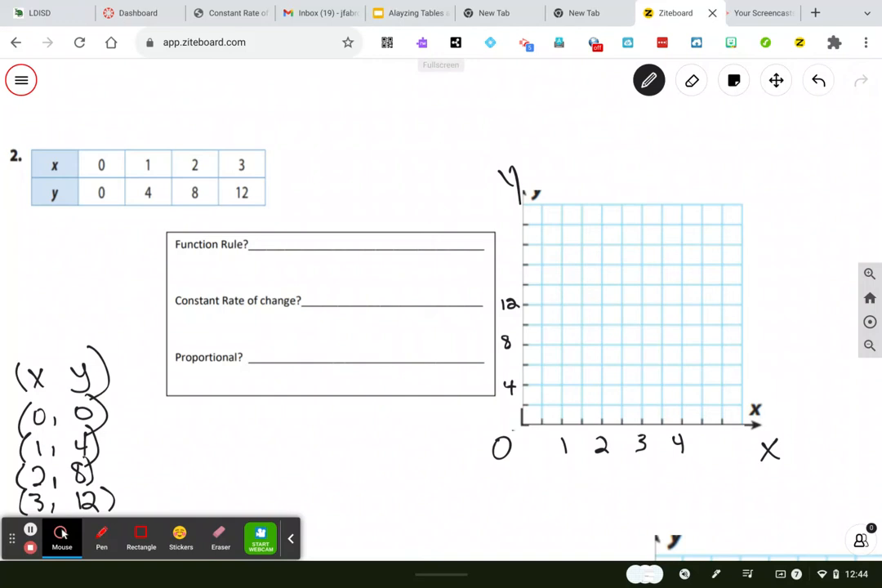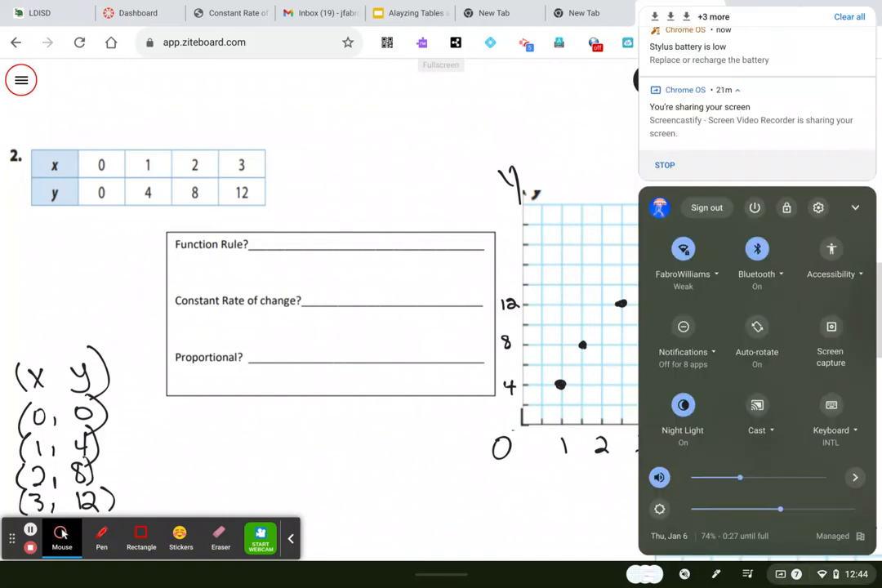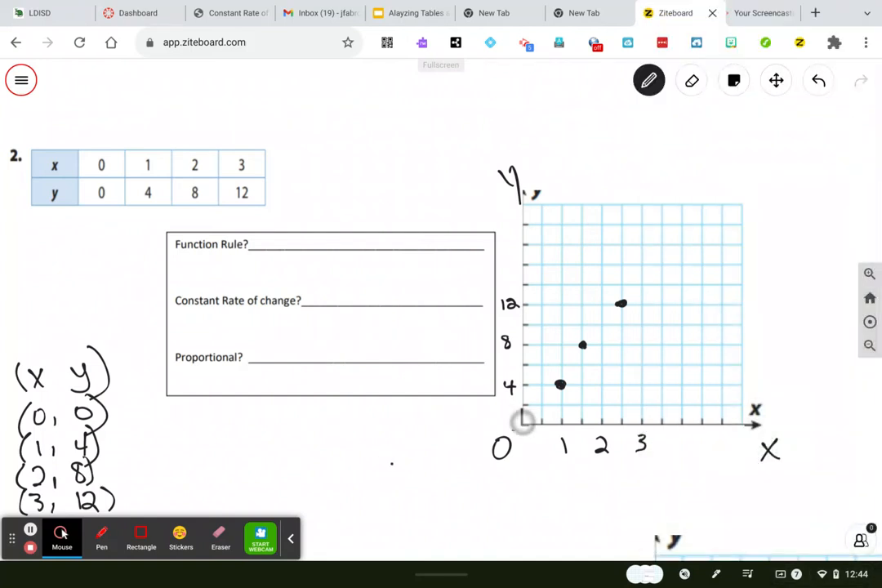0, 0. Go 1 to 4, 2 to 8, 3 to 12. And I don't know why I wrote 4, because we don't need 4. All right. All of my points, there was a 0, 0. So I automatically know that this is proportional because it does go through 0, 0.